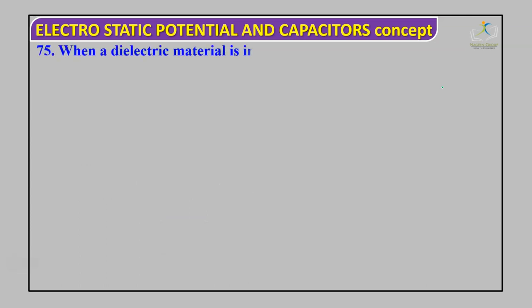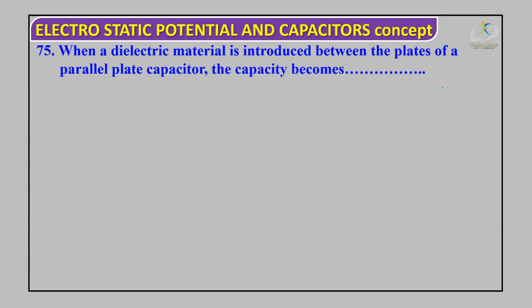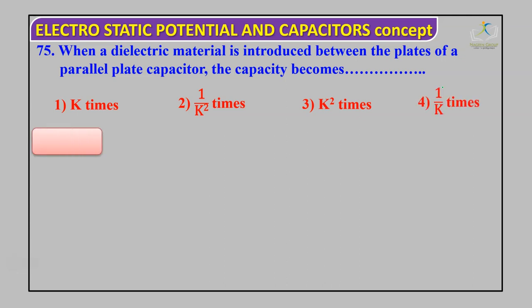Next question we have. When a dielectric material is introduced between the plates of a parallel plate capacitor, then the capacity becomes K times, 1 by K square times, K square times, or 1 by K times. Solution we have C is equal to K C naught. C naught is equal to epsilon naught A divided by d. Hence, the correct option is option 1.